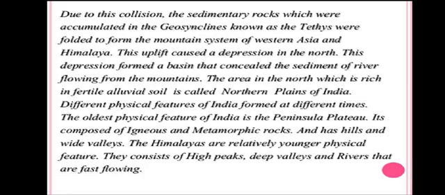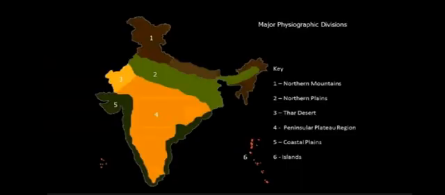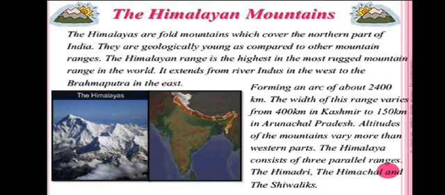Now, let us talk about major physiographic division. The Himalayan Mountains, the Northern Plains, the Peninsular Plateau, the Indian Desert, the coastal plains and the islands. First of all, we'll go through the Himalayan Mountains. Now, the Himalayan Mountains.